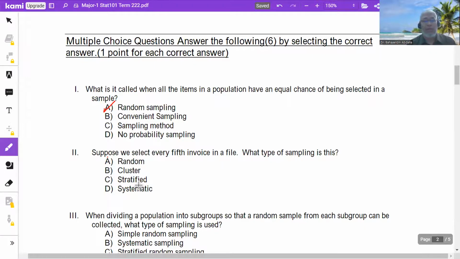Suppose we select every fifth invoice in a file. What type of sampling is this? Well, every fifth invoice, this is systematic sampling.